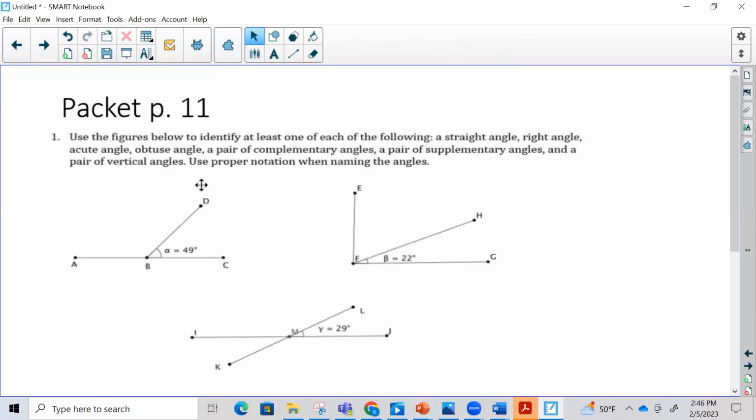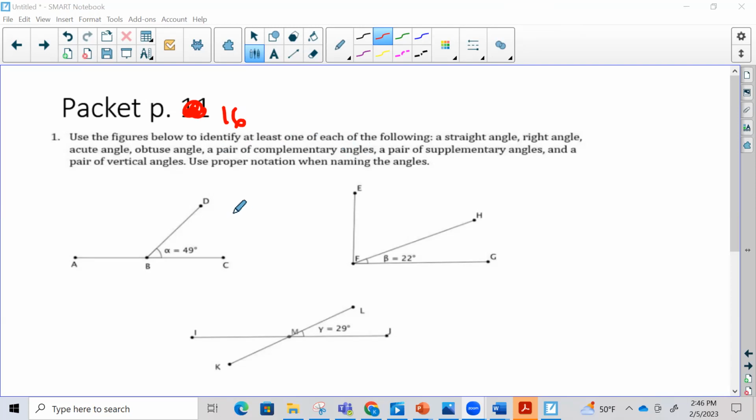So we're going to look at the packet. This is actually page 16 because I've updated the packet this semester. In the figures below, we're going to identify at least one of each of the following: a straight angle, a right angle, an acute angle, and an obtuse angle. And then a pair of complementary angles, a pair of supplementary angles, and a pair of vertical angles. And we're going to use proper notation when we're naming the angles. Okay. So let's talk about finding some of these other measures.